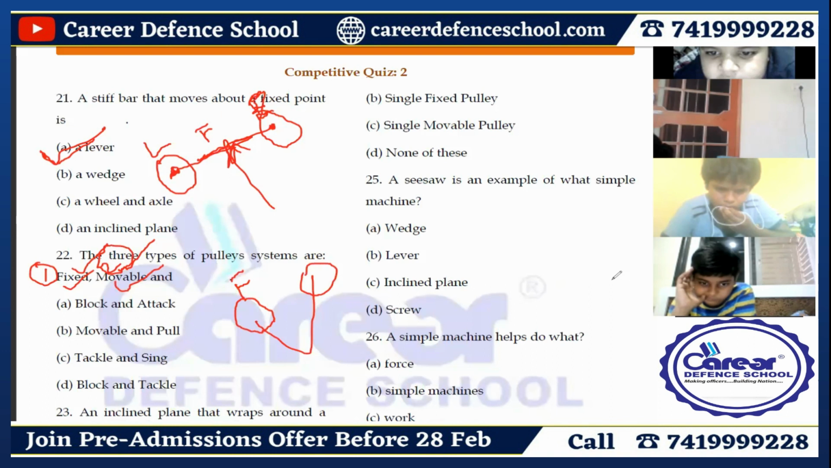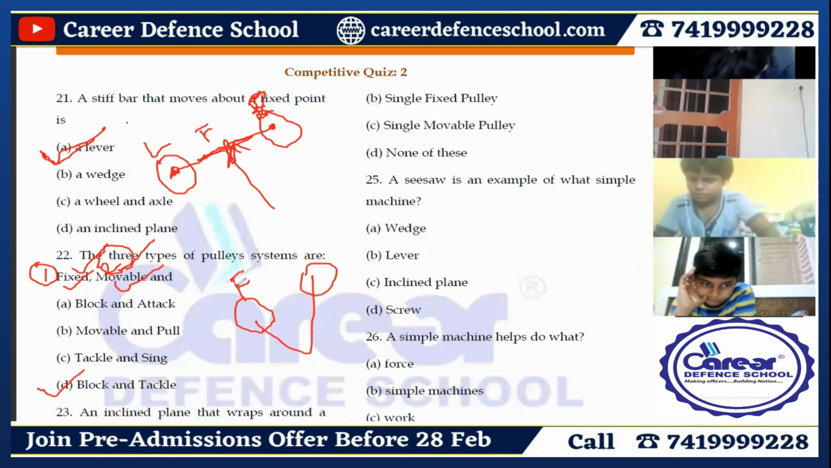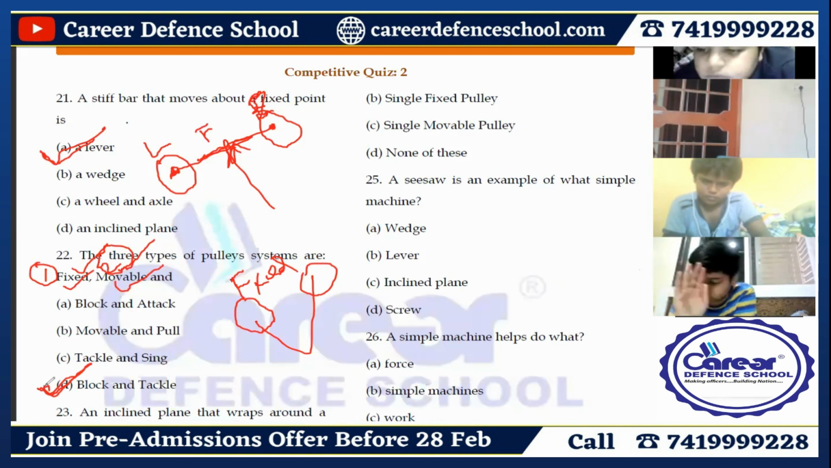Block and tackle, ma'am. Very good. Its answer is D. The pulley system which has both fixed and movable pulleys is called a block and tackle system. In this, both types of pulley are there, fixed and movable. That's why it is called block and tackle pulley. So mark its answer as D.